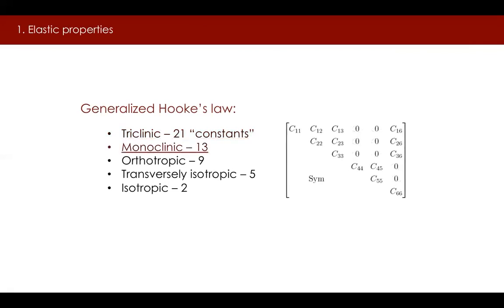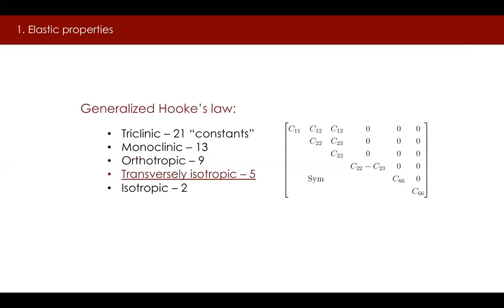If there is a single plane of symmetry, the system is called monoclinic, and only 13 independent constants are needed. The elastic stress-strain matrix can then be written as shown on this slide. If there are 3 orthogonal planes of symmetry, the material system is called orthotropic, and only 9 independent constants are needed. The elastic stress-strain matrix takes the form as shown on this slide.